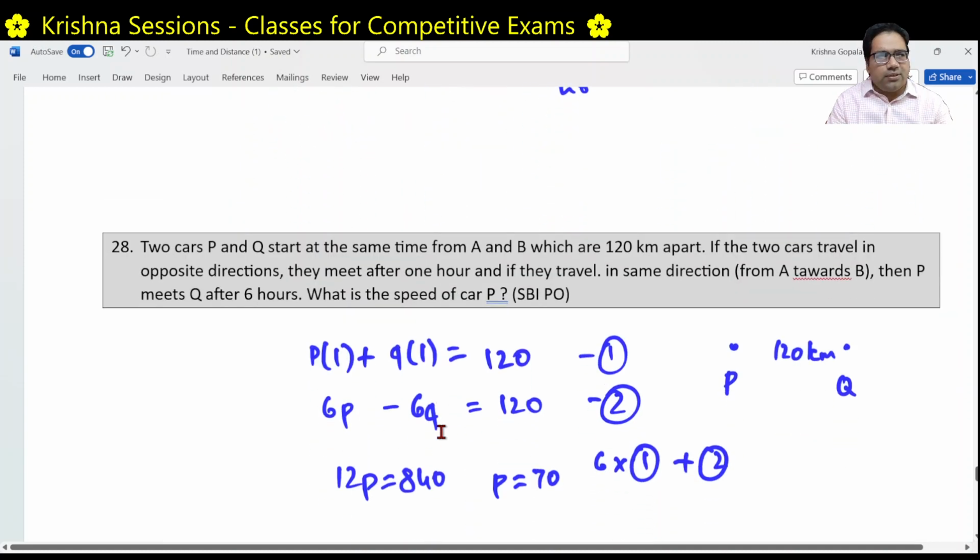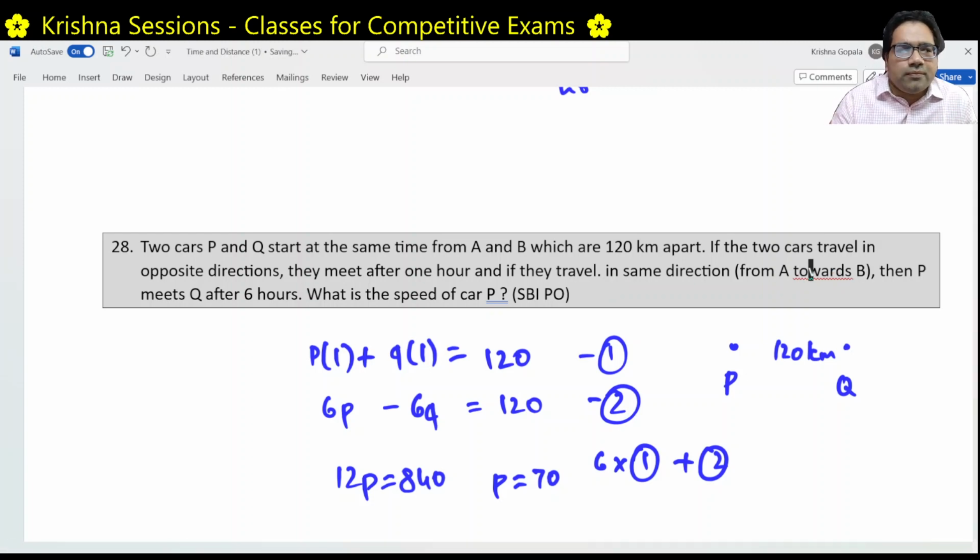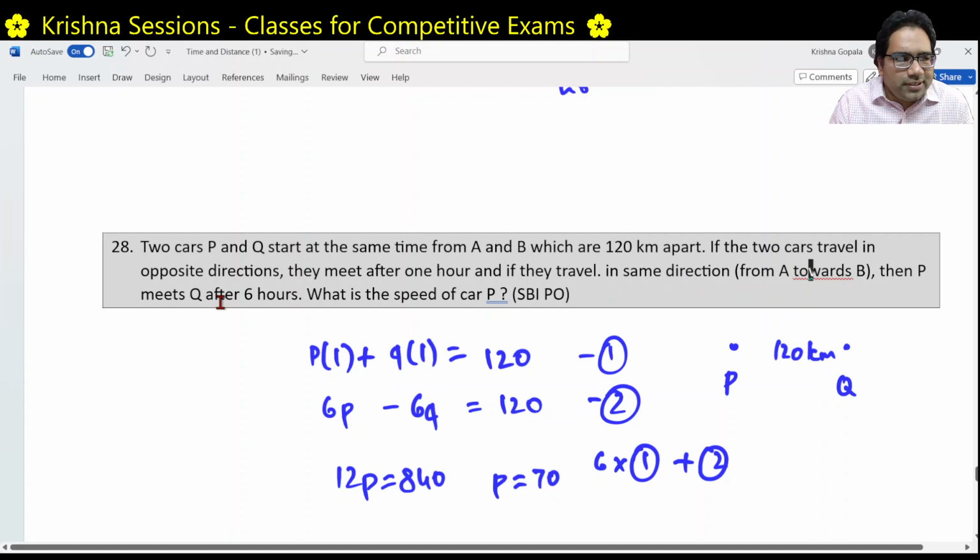Okay. Next one. Two cars P and Q start at the same time from A and B, which are 120 kilometers apart. If the two cars travel in opposite directions, they meet after 1 hour, and if they travel in the same direction from A towards B, then P meets Q after 6 hours. What is the speed of each car? You understood, right? Two cars P and Q start at the same time from A and B. This is A, this is B.